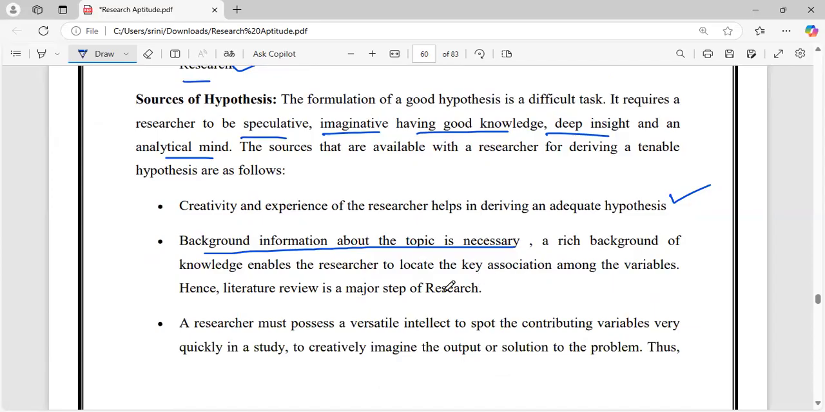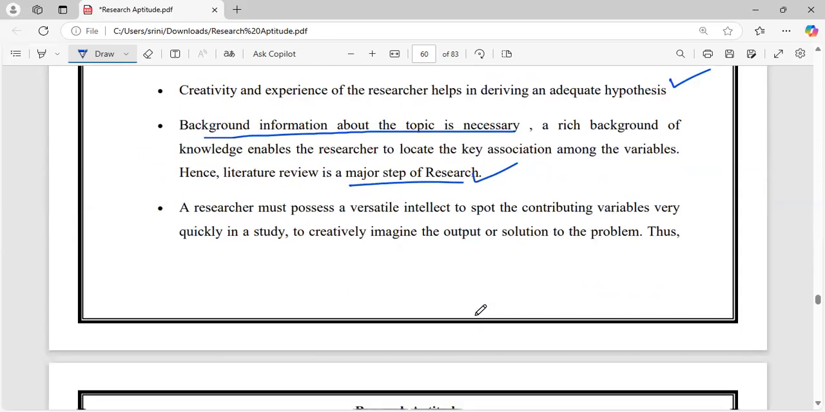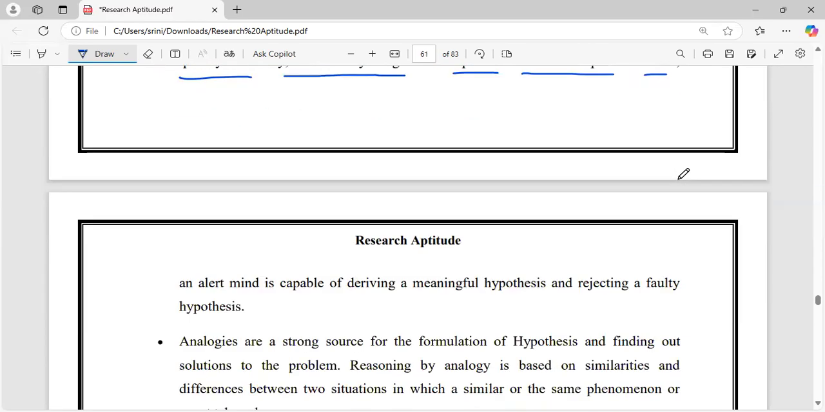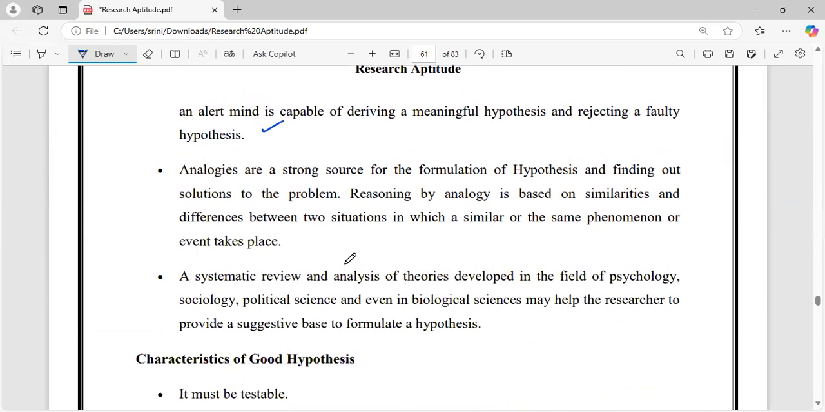Then a research review is a major step of research. A researcher must possess a versatile intellect to spot contributing variables very quickly in a study, to creatively imagine the output or solution of the problem. Thus, an alert mind is capable of deriving a meaningful hypothesis and rejecting a faulty hypothesis. Analogies are a strong source for the formulation of a hypothesis and finding a solution to the problem.